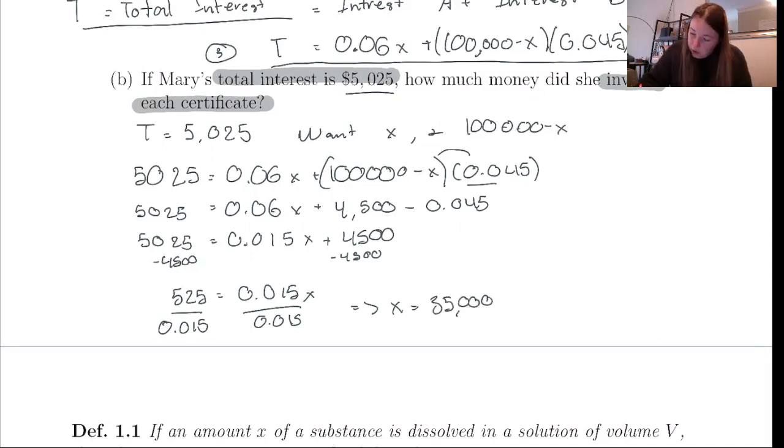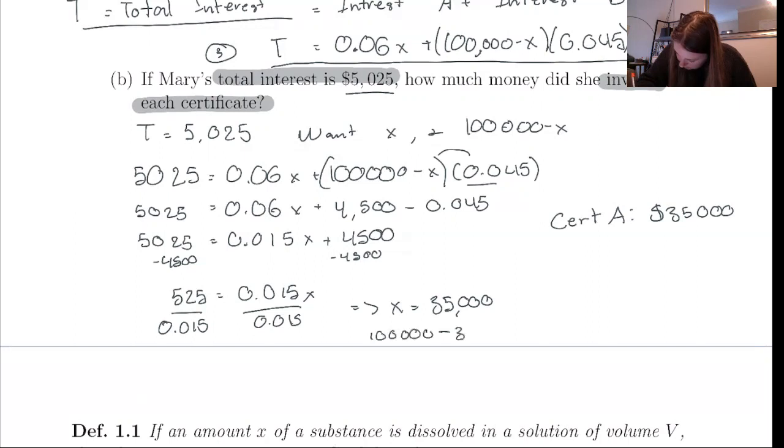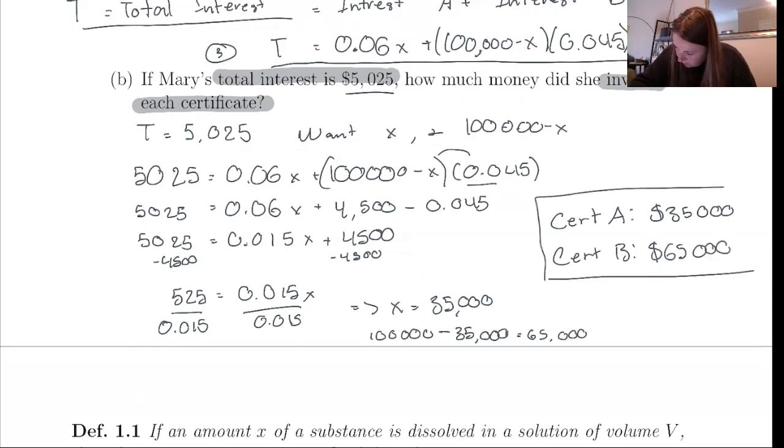So remember, I want to know how much she put in each account. So we can say, cert A, write the 6%. She put 35,000. Right, and then I'll need to do 100,000. 100,000 just seems like a wild number to me. I think that's going to be 65. Yeah, so then cert B. And there you go. Ta-da!